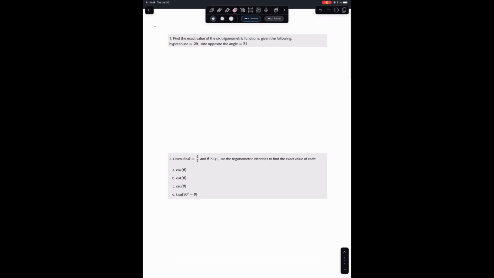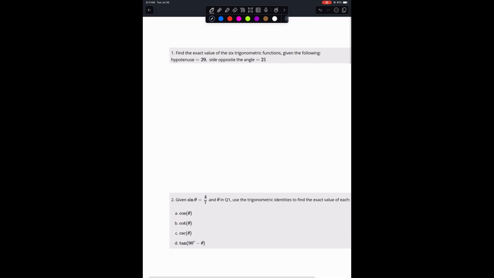Okay, so starting with the first question, we need to find the exact value of the 6 trig functions, given that the hypotenuse is 29 units long and the side opposite the angle is 21 units long.